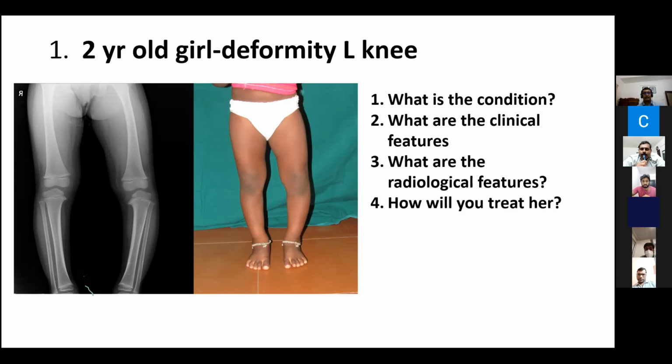Rickets, we should examine from the head to toe, sir. Head, any frontal bossing, delayed closure of the fontanelle, sir. Then at the wrist, we'll have to examine for any widened physis, and in the chest we'll have to look out for any Harrison groove or rachitic rosary. Okay.